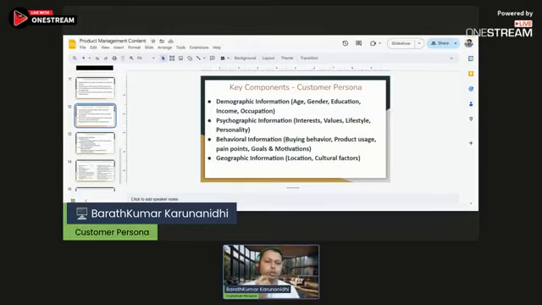Next is geographical information, which talks about the location and the cultural factors that have an impact on their day-to-day life.